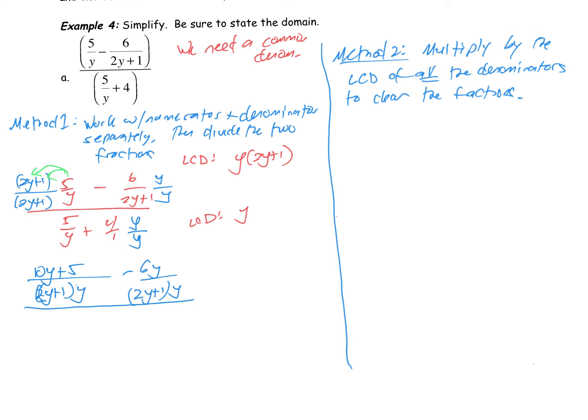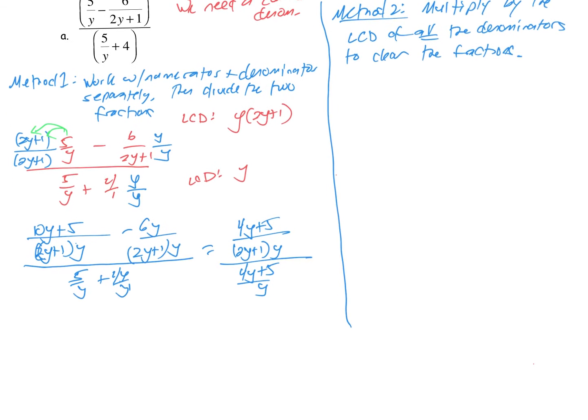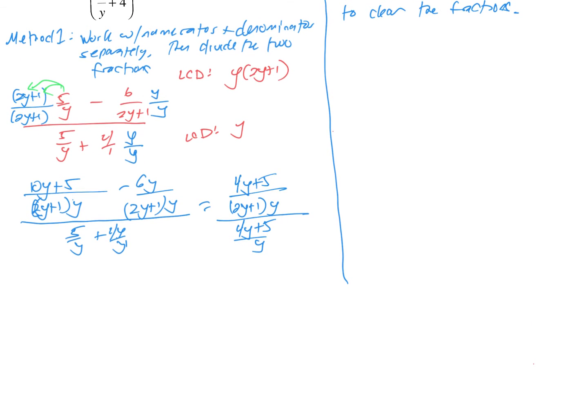And in the denominator, this is going to become 5 over y plus 4y over y. So now we can subtract the fractions in the numerator. We have 10y plus 5 minus 6y gives us 4y plus 5 over 2y plus 1 times y. And in the denominator, we have 5 plus 4y. I'm going to write this as 4y plus 5 over y. So now we have combined the fractions in the numerator and the fractions in the denominator. We are ready to divide.